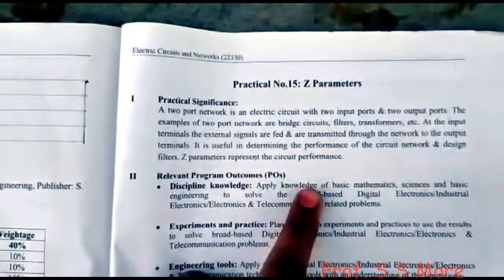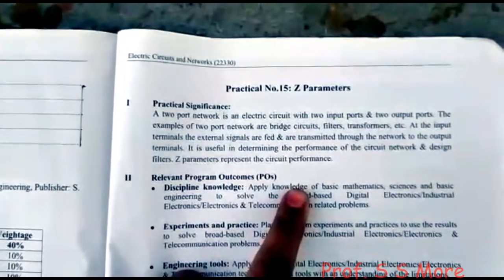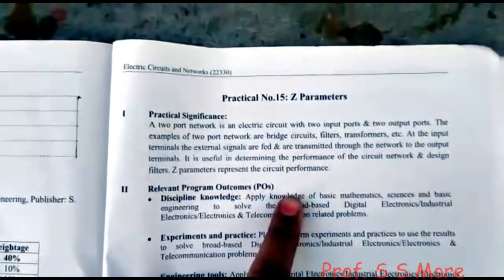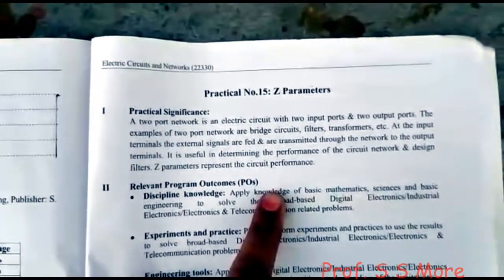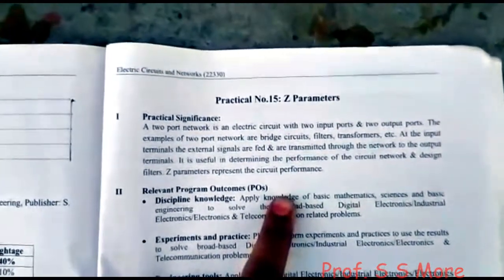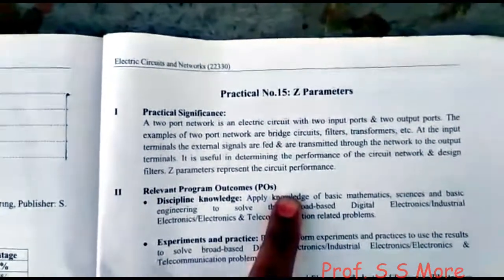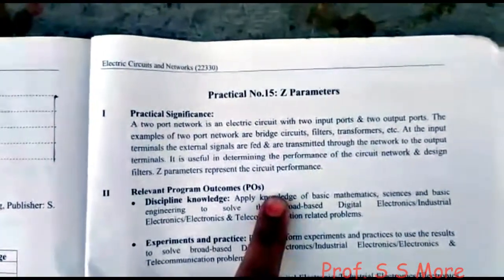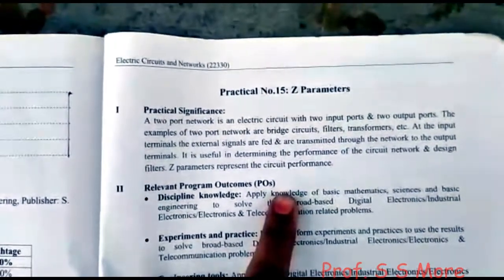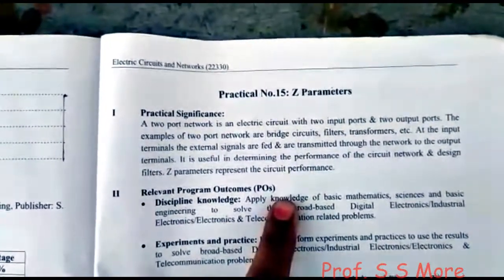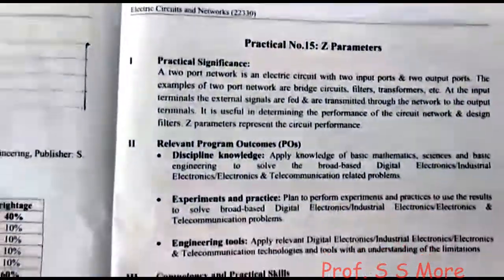A two-port network is an electric circuit with two input ports and two output ports. Examples of two-port networks are the bridge circuit, filter circuit, and transformer. At the input terminals, the external signals are fed and are transmitted through the network to the output terminals. It is useful in determining the performance of the circuit and designing filters. Z parameters represent the circuit performance.